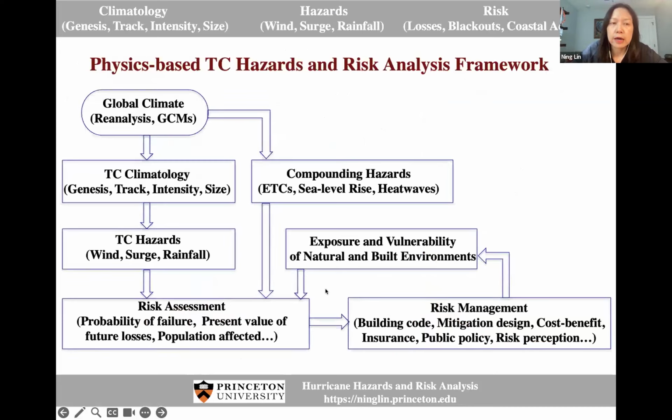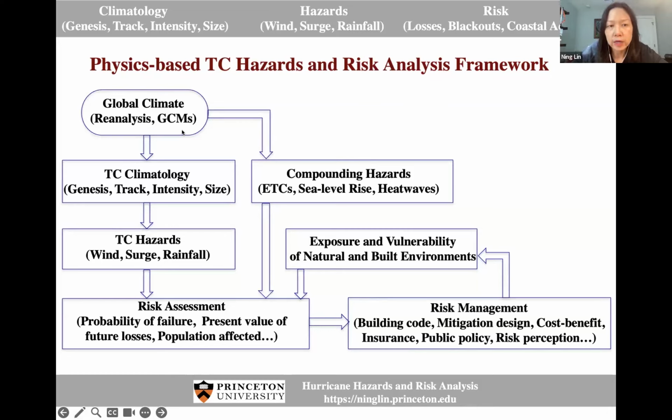In order to understand how hurricane hazards will change in the future under climate change and possibly urban development, and to develop mitigation strategies, we use this physics-based TC hazard risk assessment framework to guide our study in different components. We start with global climate conditions, which could be reanalysis based on historical observation, or GCM projections. Those GCM models generally have a resolution of about 100 kilometers, or 1 degree. So they actually have really low resolution in terms of resolving TCs, and they often miss intense TCs.